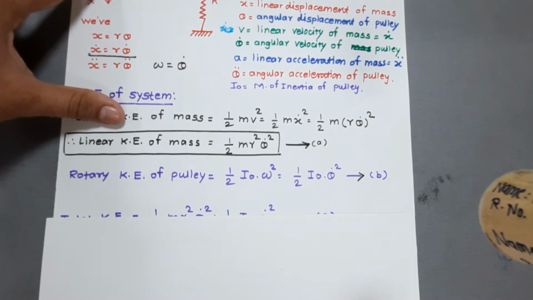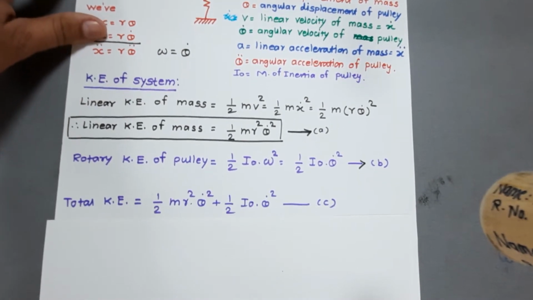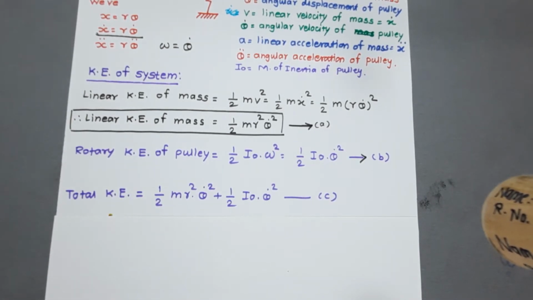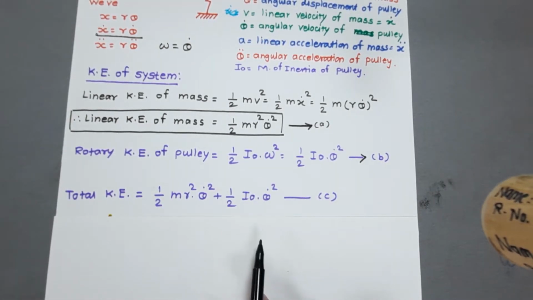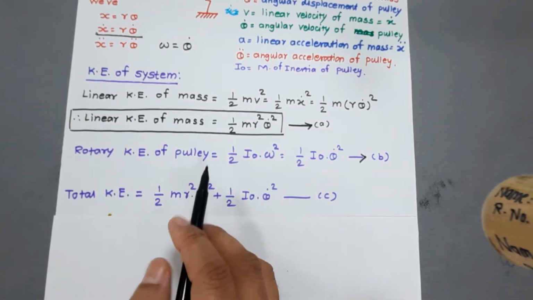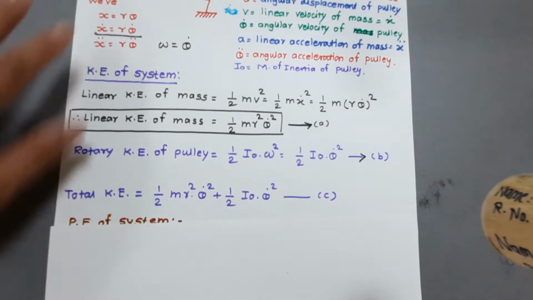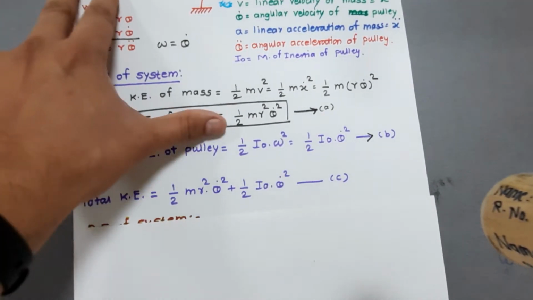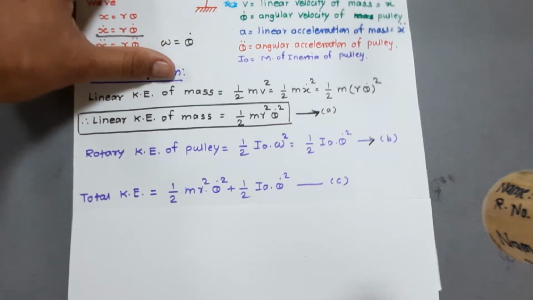Now we have the linear kinetic energy of the mass and the rotary kinetic energy of the pulley. Hence we now calculate the total kinetic energy for the system. The total kinetic energy is the linear kinetic energy of the mass plus the rotary kinetic energy of the pulley, so we are combining the kinetic energies. Now the total kinetic energy of the system is given by this formula.